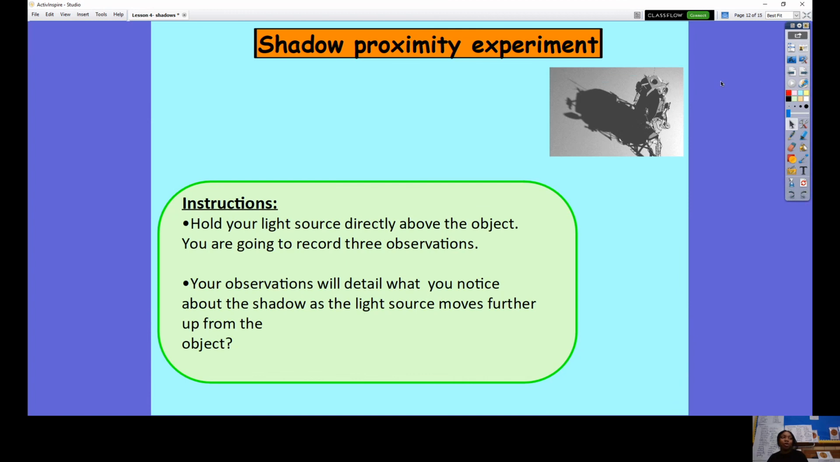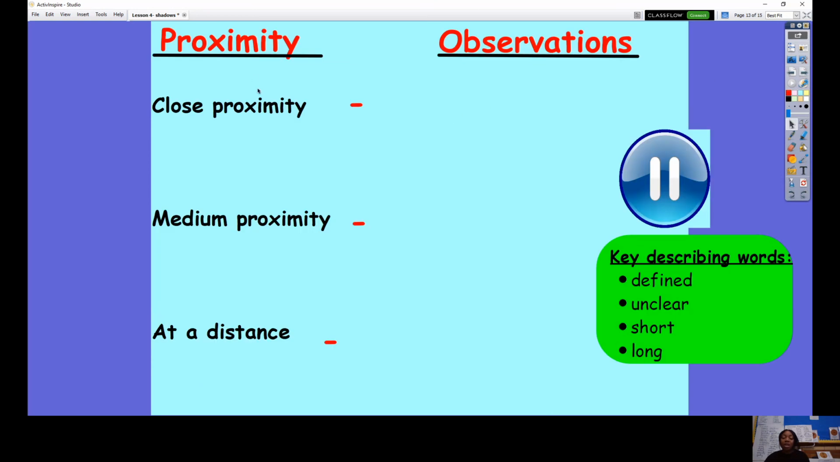Great work. You've written down your predictions, your title, your equipment list. Before I go on to the instructions, actually, it might be easier if you get this ready so that you can write down your observations as soon as we begin. What you need to do is create 3 sections.